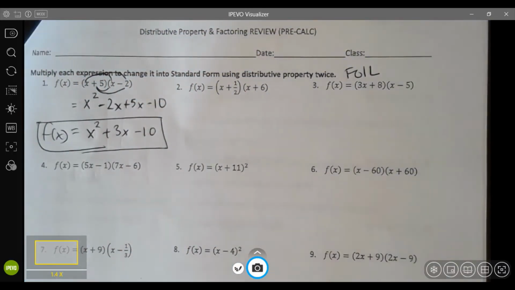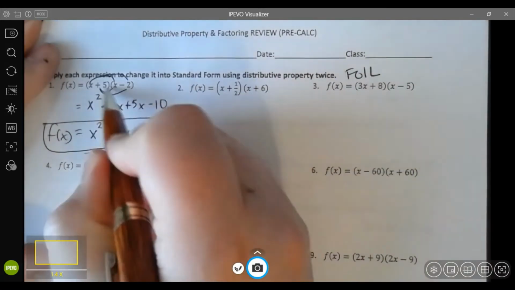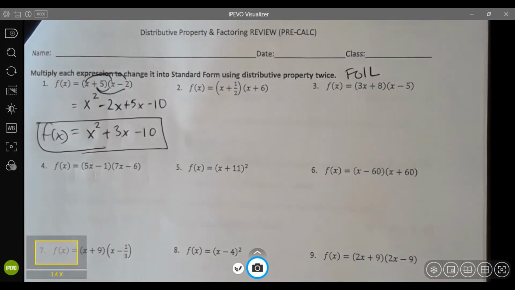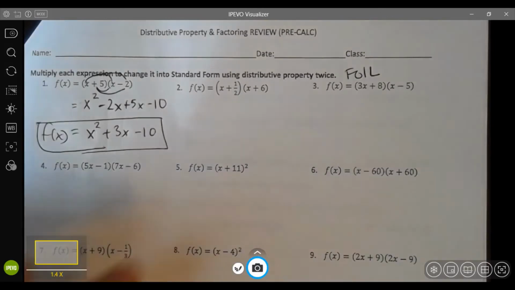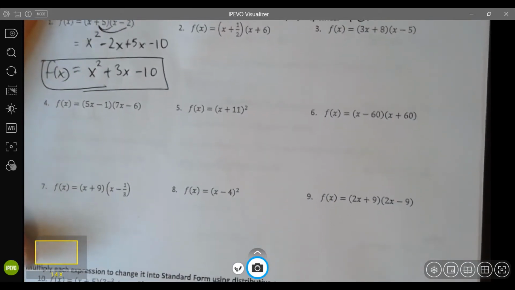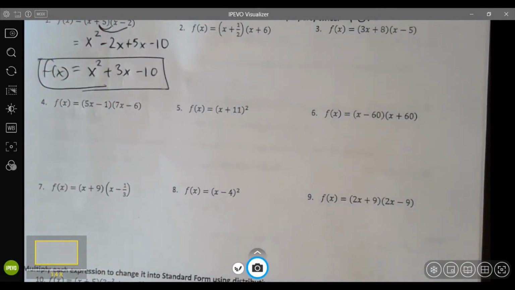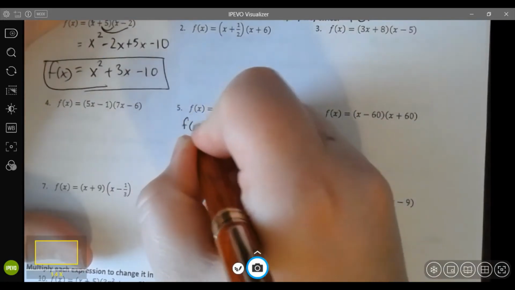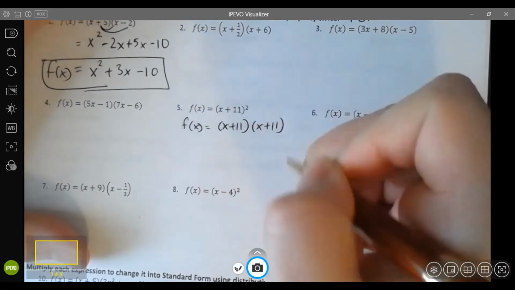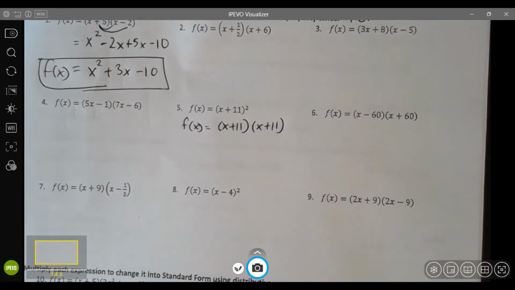Let me show you another way if you're not comfortable with doing the first, outer, inner, last. Let me show you number 5, using the distributive property twice. So in 5 it says x plus 11 squared. First of all, you need to rewrite f of x so it says x plus 11 times x plus 11, because that's what that power of 2 means.